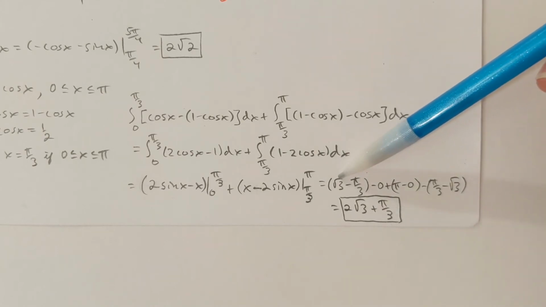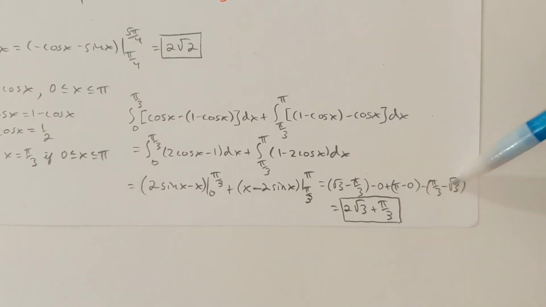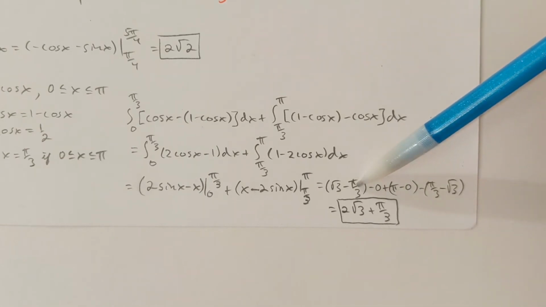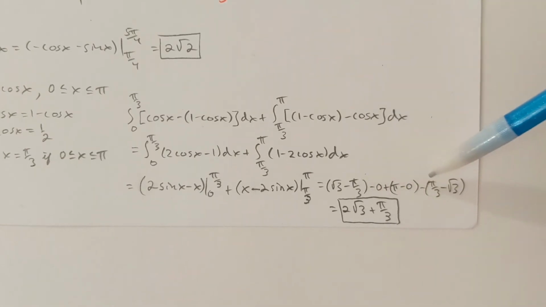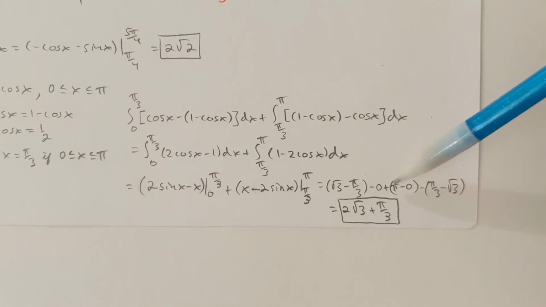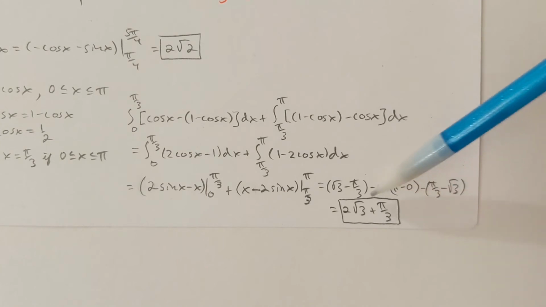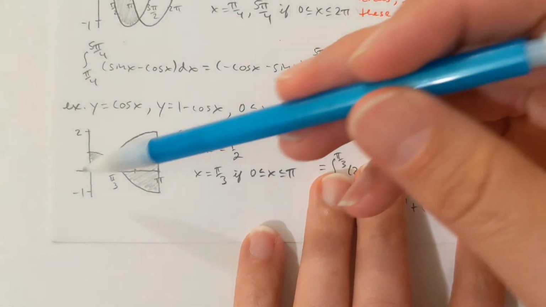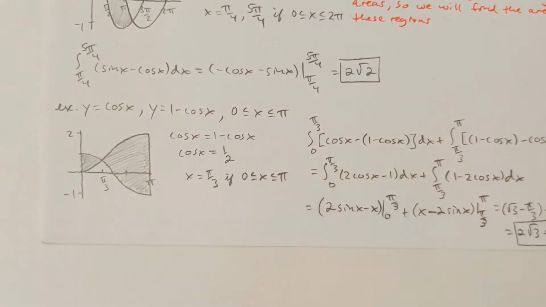And, okay, so root 3 plus root 3 would be 2 root 3. Negative pi over 3 minus pi over 3 is negative 2 pi over 3, but then plus pi would be pi over 3. So that would be the exact area, the total area of these shaded regions.